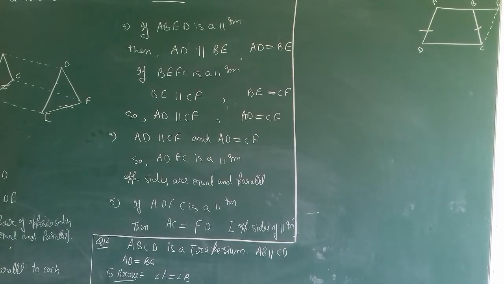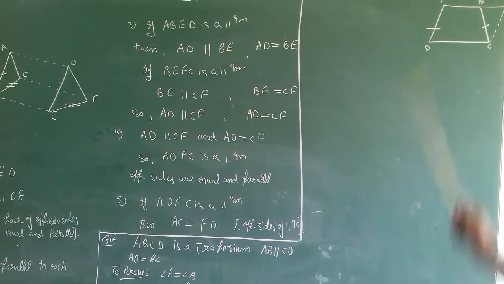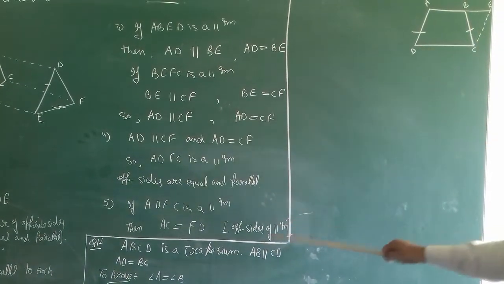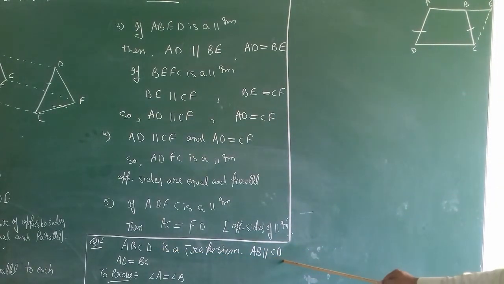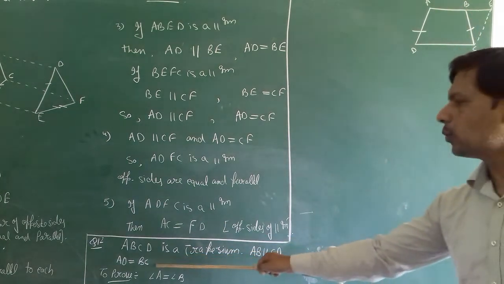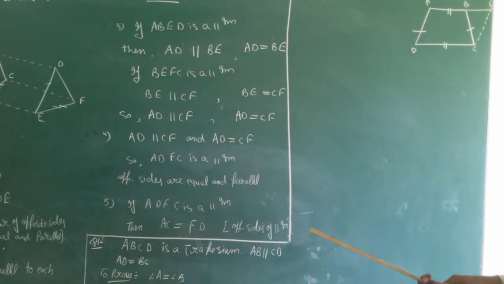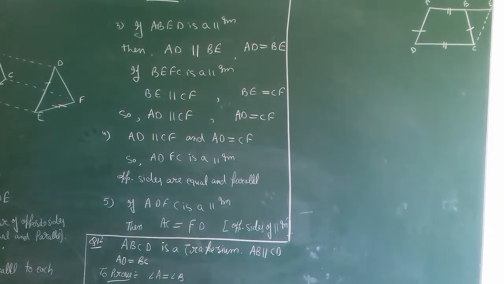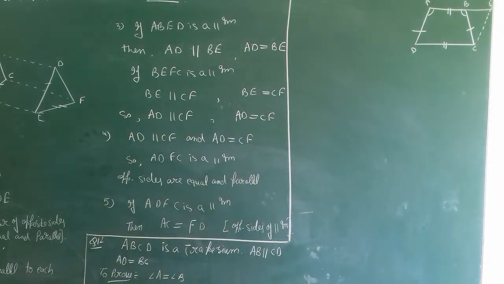Now students, see this question number 12. Here you are seeing the figure. This ABCD is a trapezium, right? ABCD is a trapezium in which AB parallel to CD. This line AB is parallel to CD and AD is equal to BC. These two are parallel and this AD is equal to BC, right? Then we have to prove angle A is equal to angle B. This angle A is equal to angle B, right, students?